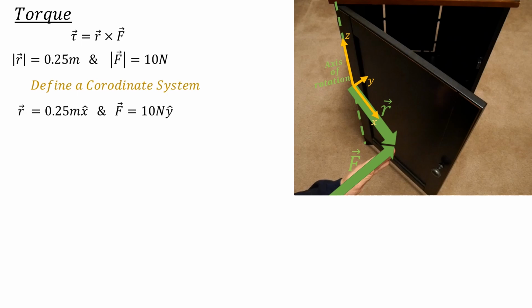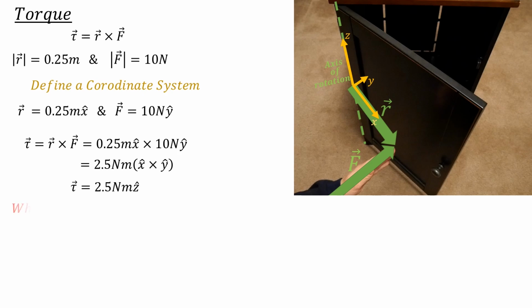Suppose we have a force of 10 newtons applied to a door 0.25 meters away from the hinges. Let's find the torque. First, we need to define a coordinate system. Let's define the origin at the axis of rotation in the middle of the door. The z-axis points upwards along the hinges, the x-axis points away from the hinges along the door's initial position, and the y-axis is perpendicular to both of the other axes. This means the radius vector is 0.25 meters x hat and the force vector is 10 newtons y hat. Now, calculate the torque. Torque equals radius cross force, which is 0.25 meters x hat cross 10 newtons y hat, which gets 2.5 newton meters z hat.